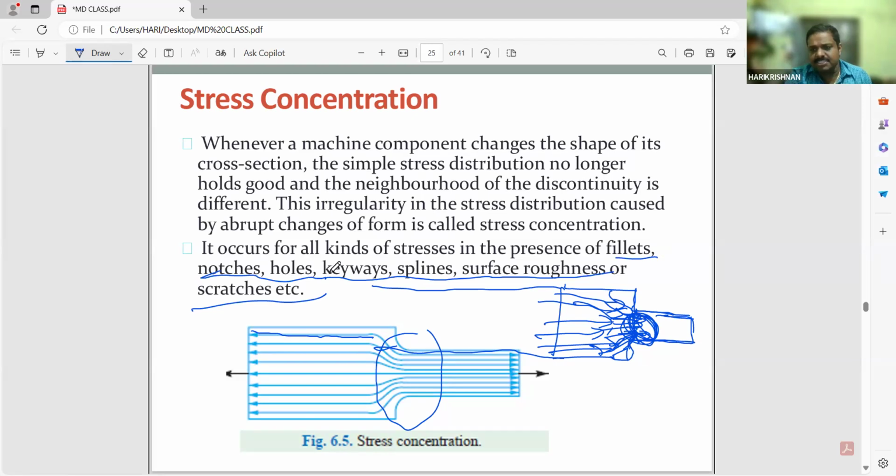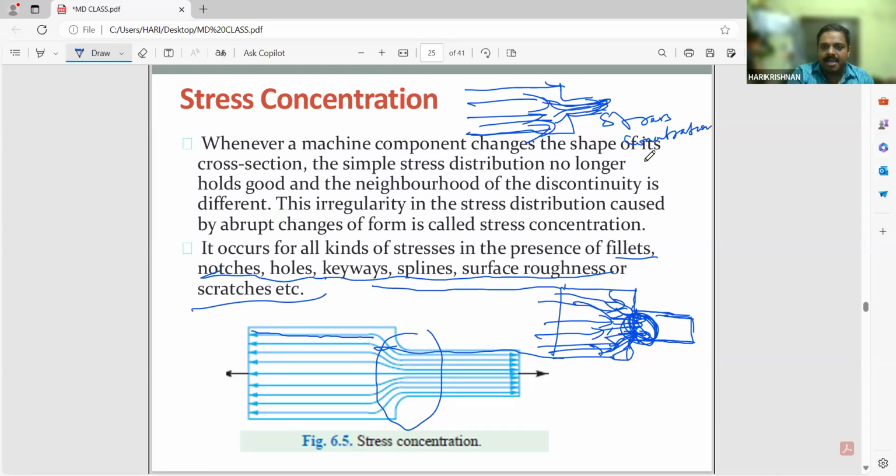So the concept is simple. When a stress is moving in this direction through this area, and at this place there is a change in area, a discontinuity will happen. Also, stress concentration will develop.